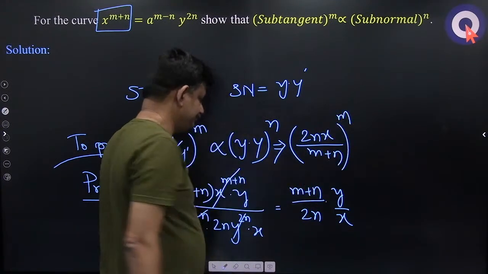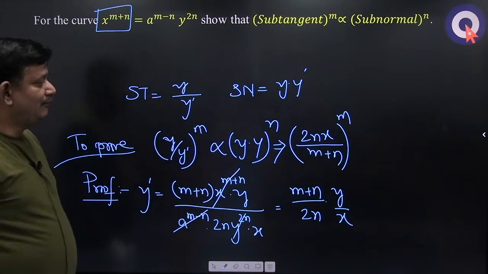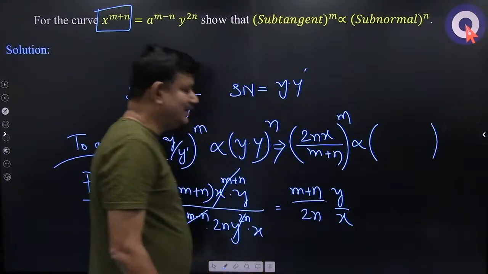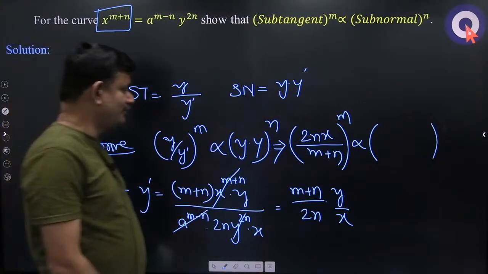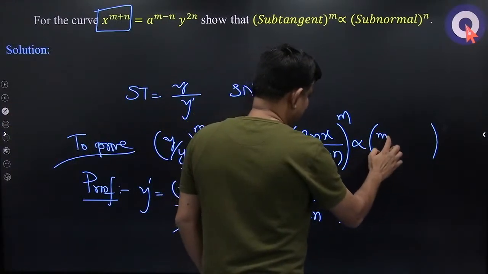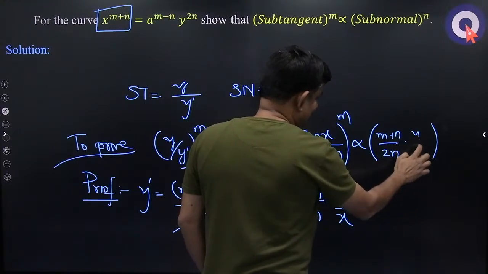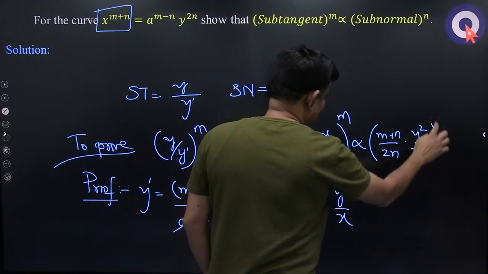Whole power m. We have to prove that it is proportional to y into y dash. What will be y into y dash? M plus n by 2n. Y into y is y square by x. Whole power n.